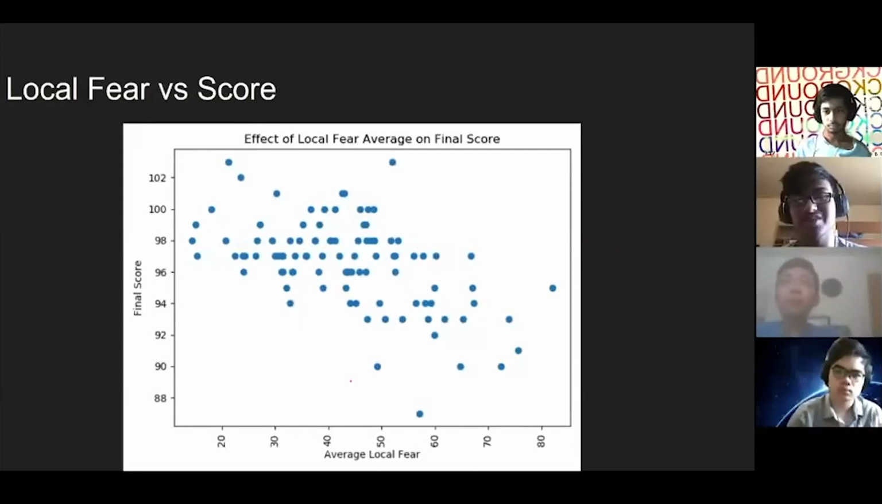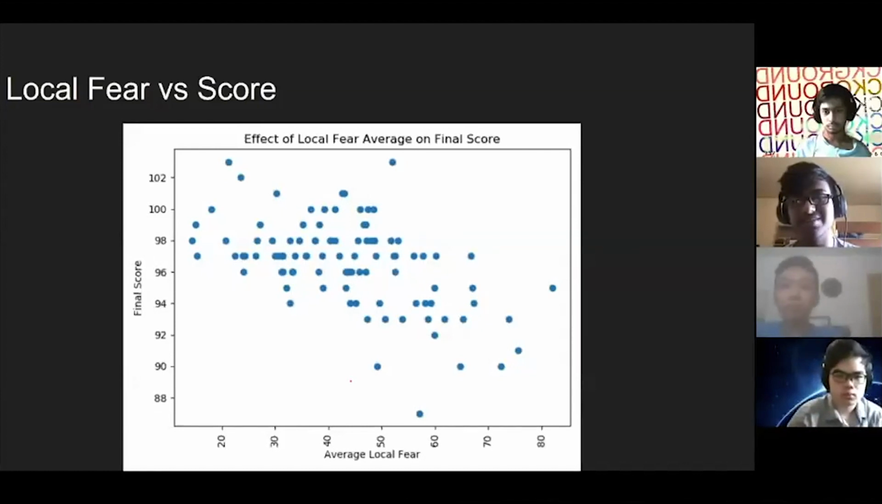And we were proven to be right, as the place where no events occur was just the local fear of 20 in our implementation. And as you can see here, there is an increasing trend as you look towards 20.